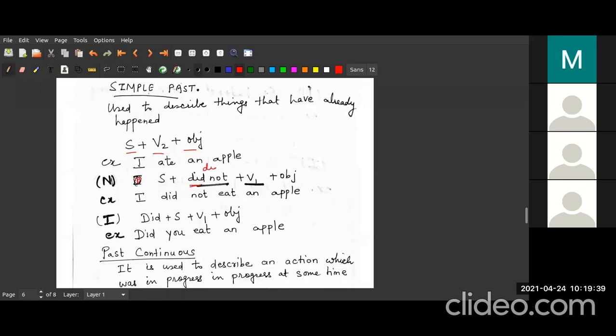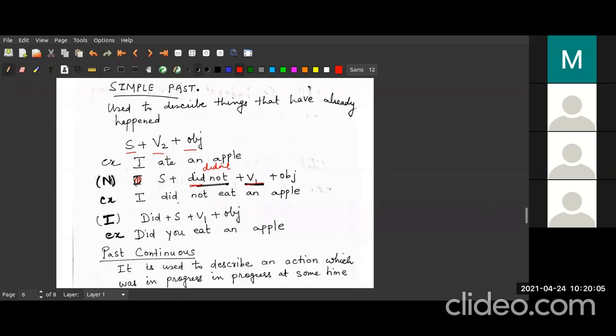इसका short form है didn't. दोनों it means the same. Did not or didn't means the same. It is just the contracted form. So subject plus did not plus V1. So this you always have to remember that though the structure is of past negative, you are using the present verb. I did not eat an apple.